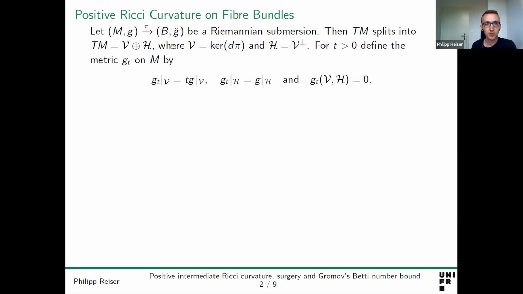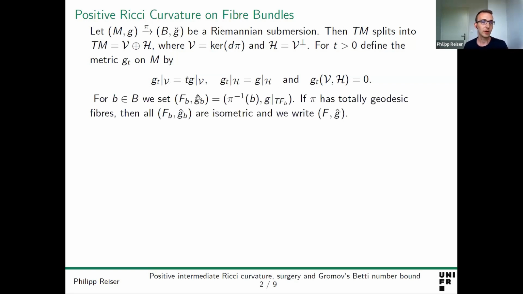And now, given this, we can modify the given metric g by a parameter t. Namely, on the vertical part, we scale the metric by t, and on the horizontal part, we leave it as it was. And we also want the horizontal part to stay orthogonal to the vertical part. And this metric is also called the canonical variation.